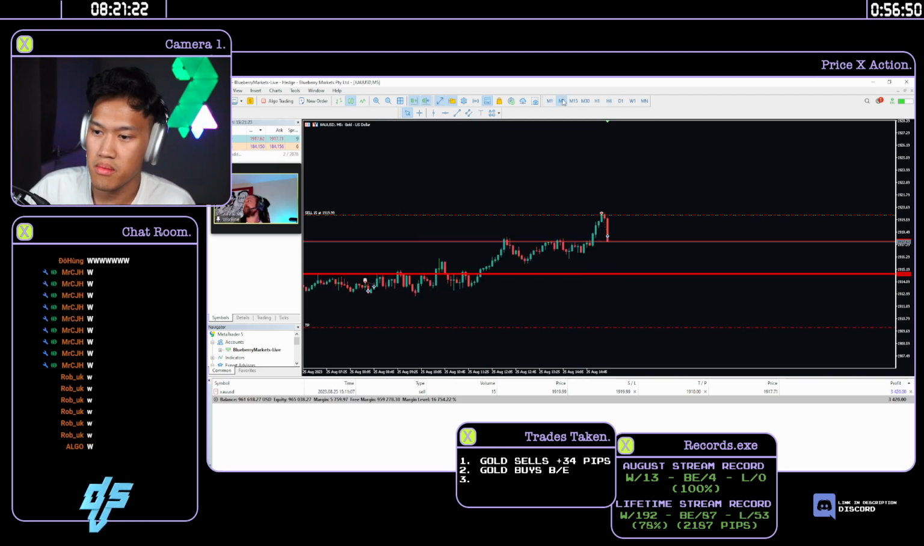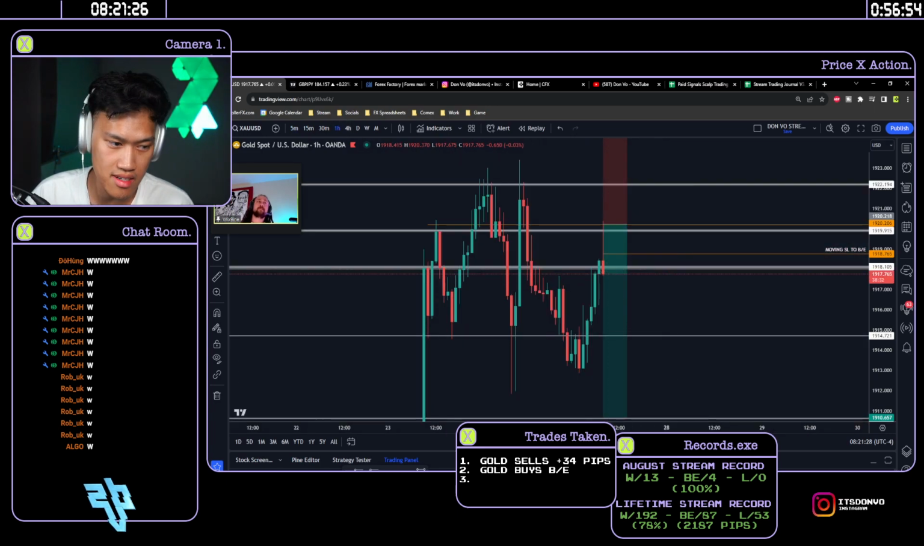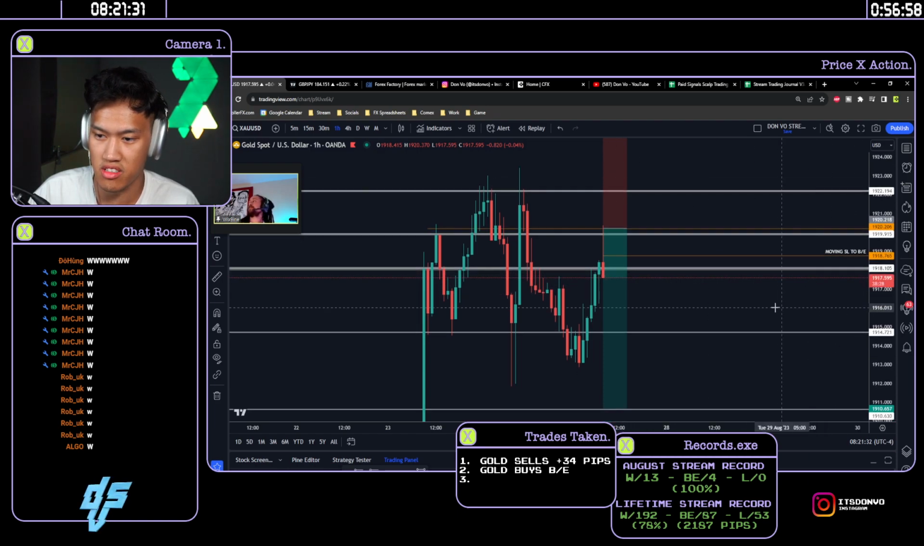So like a couple things. Yeah, you came down, you tapped into a minor level. This zone could reject here, right? Understand that. So that's why we closed half at. I mentioned to you guys earlier, 1918 is a pretty strong level.